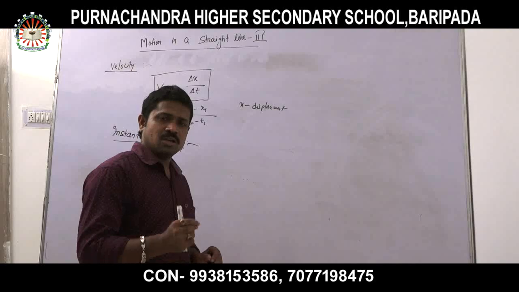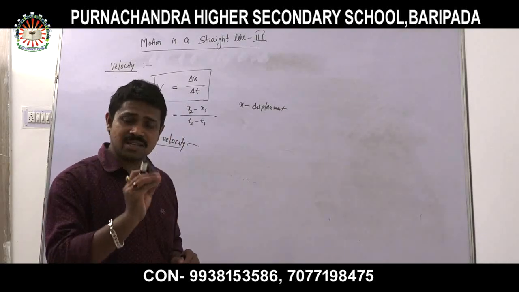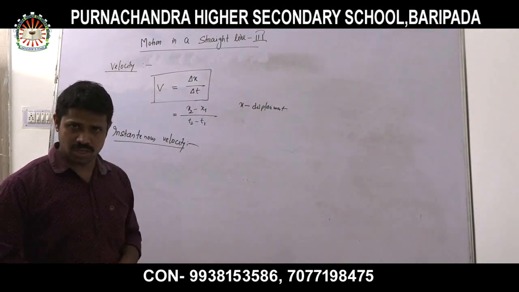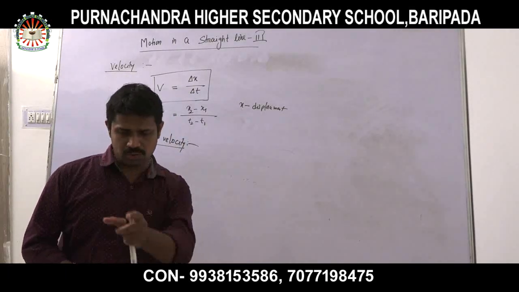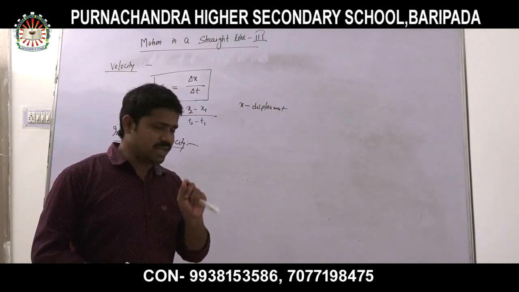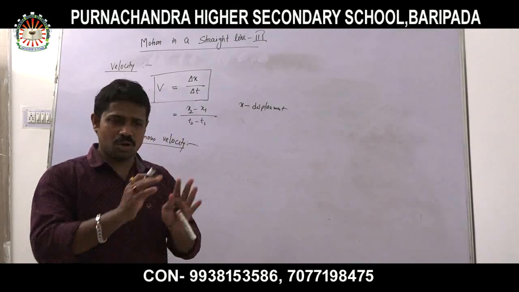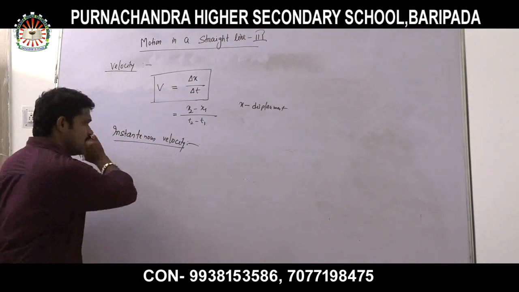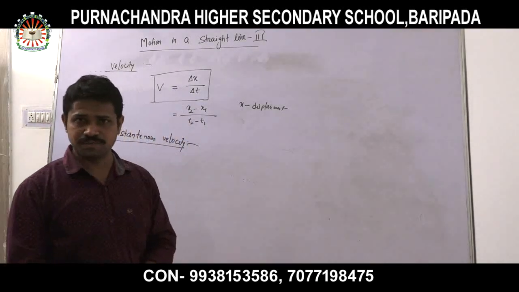Clear, all of you? So that means the velocity of the object at a particular instant of time gives me the instantaneous velocity. At a particular instant, at t equal to, suppose, 10 minutes, at t equal to 5 minutes, at t equal to 2 minutes. So at a particular instant of time, whatever the velocity of the object, that velocity is nothing but the instantaneous velocity of that object at the particular instant.